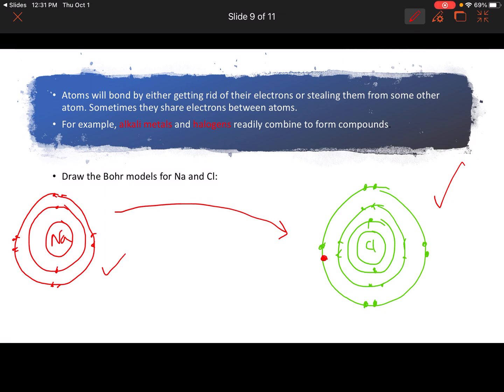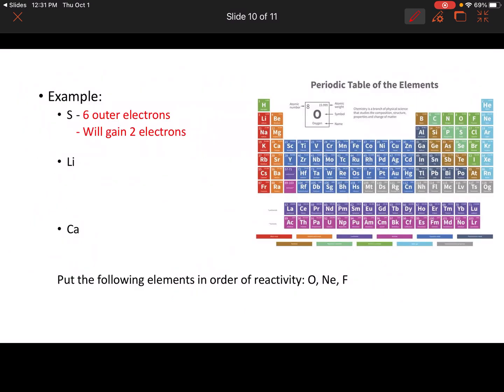So sodium is happy, chlorine's happy, and this is why NaCl, which is our table salt, bonds so easily and so readily. The alkali metal wants to get rid of 1, the chlorine wants to gain 1. So very, very happy romance, right? Now, where the element is on the periodic table will tell us how many electrons it needs to either get rid of or gain.